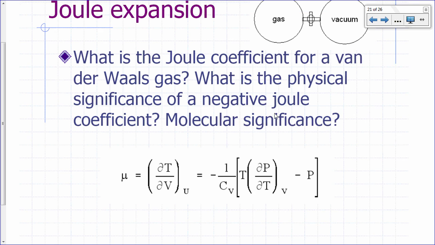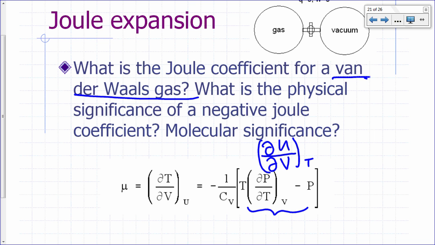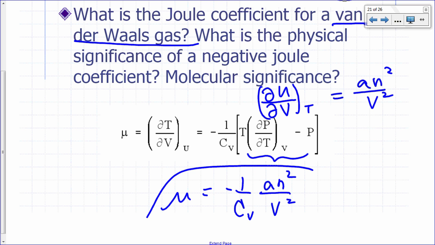Going back to the Joule expansion, we've shown that the Joule coefficient, partial of T with respect to V at constant U, is negative 1 over Cv times this expression right here, which we said is the partial derivative of U with respect to V at constant T. And we've shown that this is 0 for an ideal gas, but for a van der Waals gas, we've shown this also earlier to be equal to A n squared over V squared. So if that's the case, then you'll have negative 1 over Cv times A n squared over V squared. So that is the Joule coefficient for a van der Waals gas.